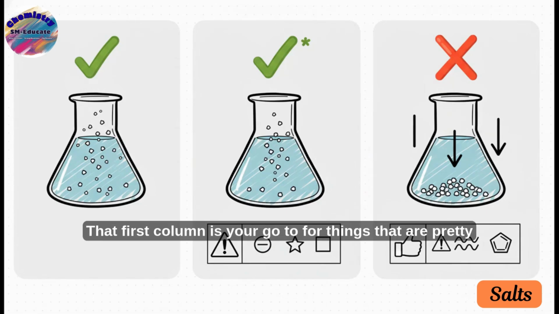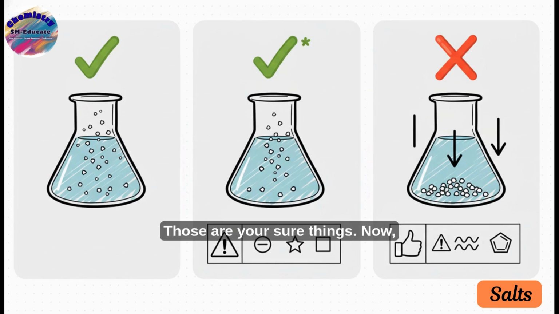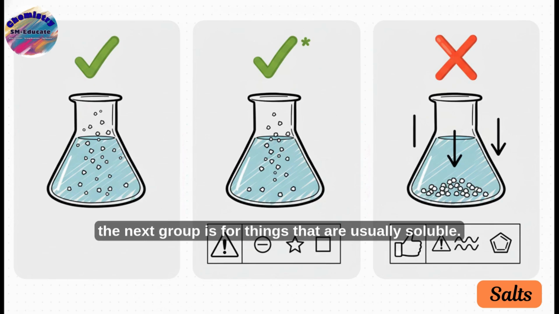That first column is your go-to for things that are pretty much always soluble. Any salt with sodium, potassium, or ammonium, it's going to dissolve. Same goes for any salt with a nitrate ion. Those are your sure things. Now the next group is for things that are usually soluble.